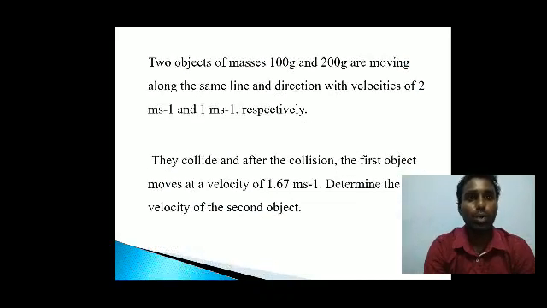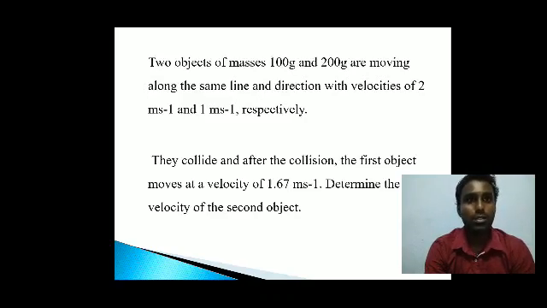Two objects of masses 100 gram and 200 gram are moving along the same line and direction with velocities of 2 meter per second and 1 meter per second respectively. They collide, and after the collision the first object moves at a velocity of 0.67 meter per second. Determine the velocity of the second object.